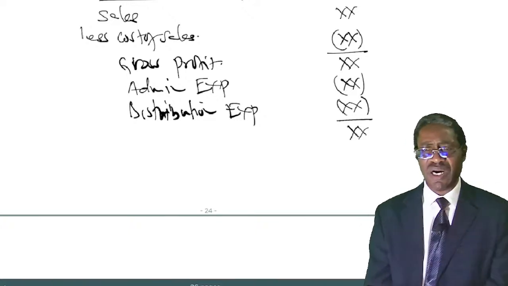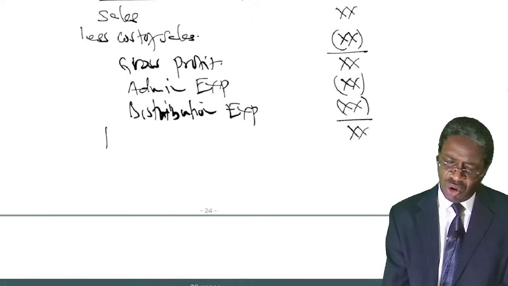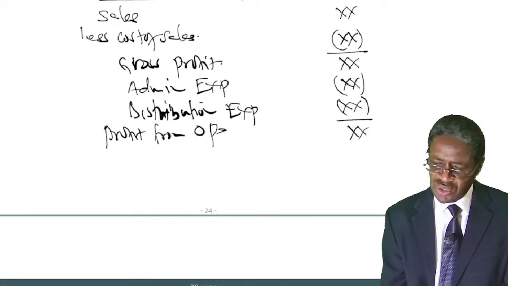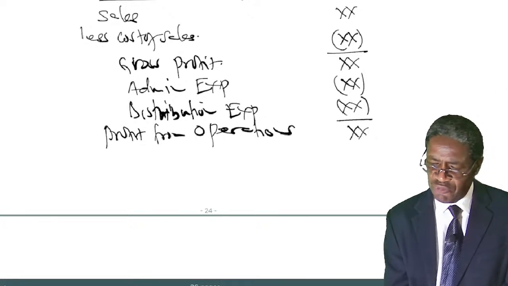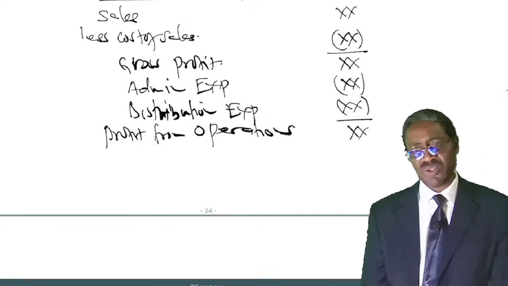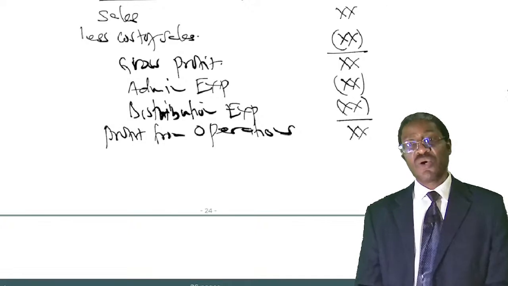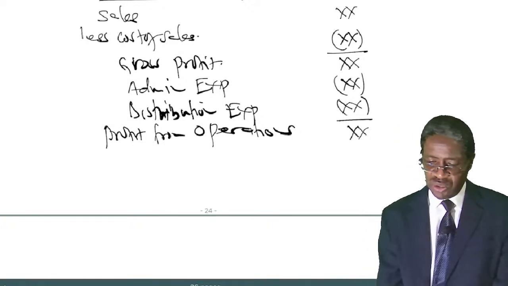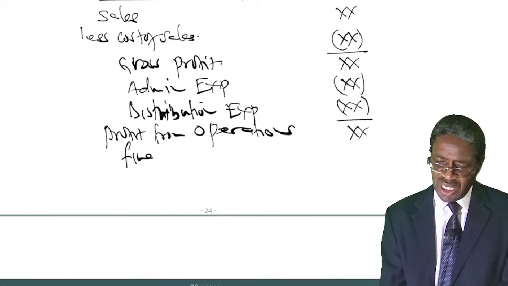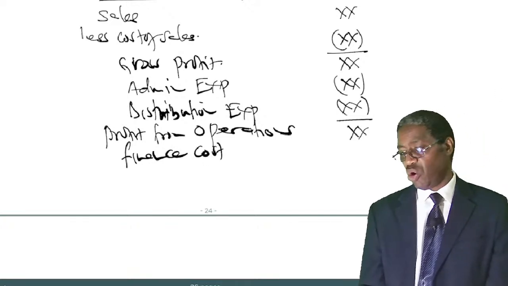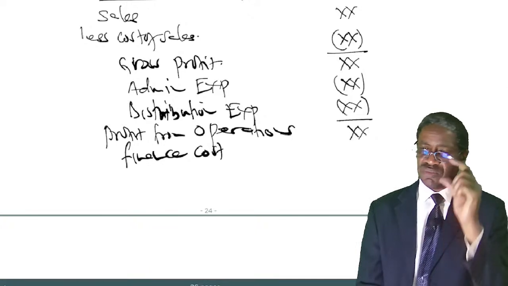Good. Now listen, once you do that, now get the net amount. That net amount is what we shall be calling profit from operations. Once you get the profit from operations, we shall be coming and charging here what we call finance cost.